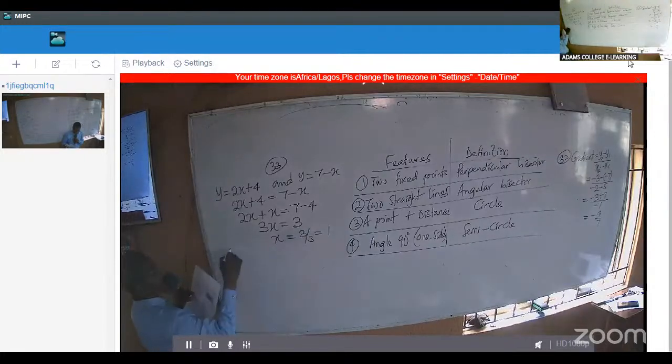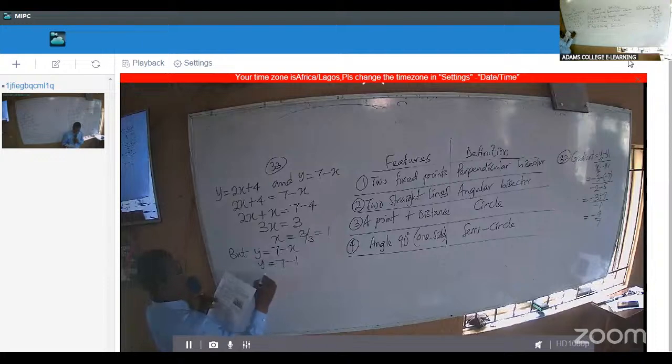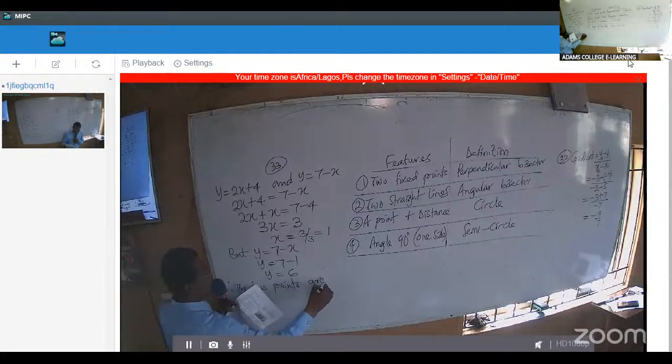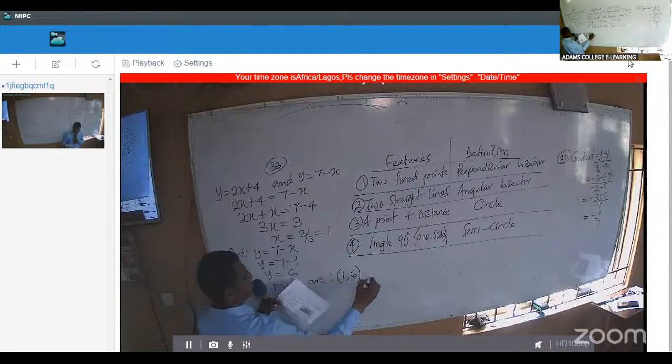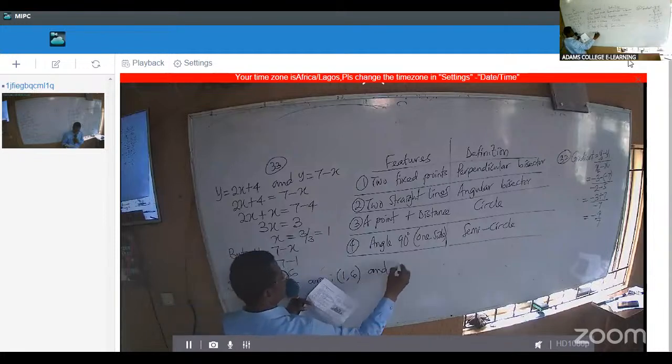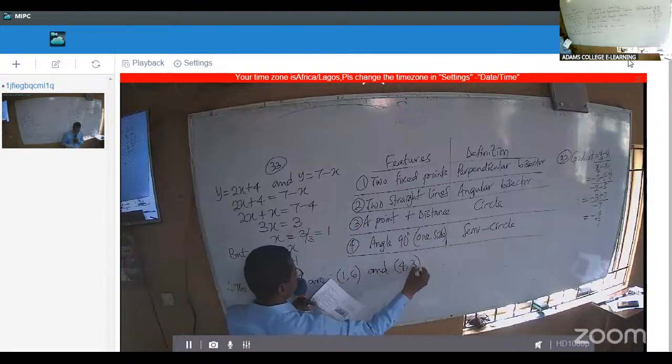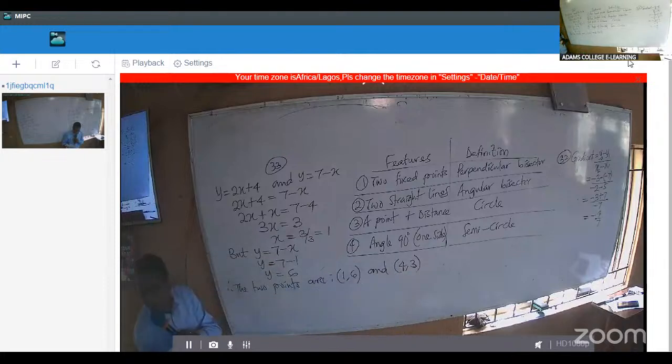And I say, but y is 7 minus x. So y will now be 7 minus 1. So what's the y now? 6. Therefore, the point we got here is 1,6. See it. 1,6. What other point did they give us in the question? 4,3. Now we should find the distance between them.